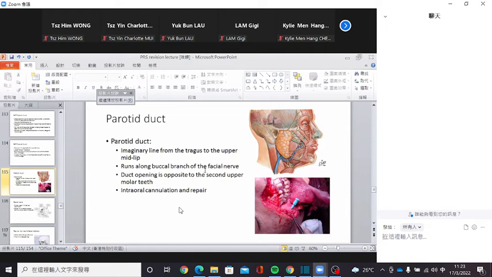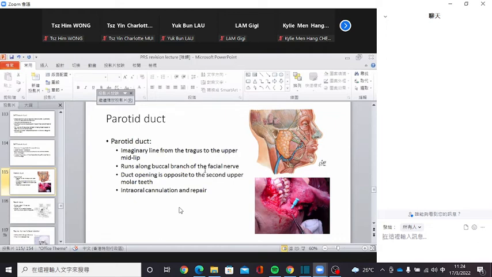And how do we identify a duct injury? We cannulate the parotid duct and then inject some dye, or sometimes we can use H2O2, to see if there is any leakage at the wound edge. If there is a leak, that means the duct is transected. Then you have to identify the other cut end of the duct and repair it. If that is not identifiable, then you've got to ligate the duct. Otherwise, there will be persistent saliva leak causing a sialocele formation.